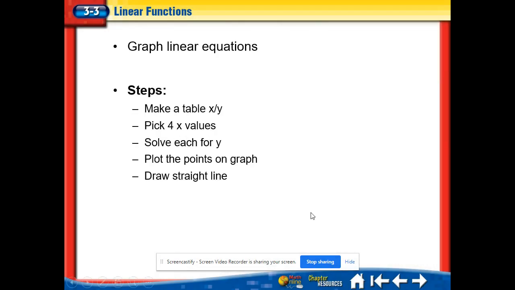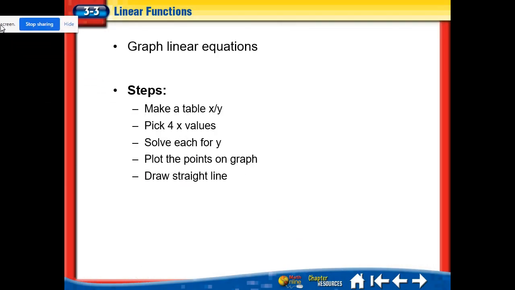All right, today we're going to be talking about how to graph linear equations by using a table. So our steps are, first we're going to make a table, an XY table. Then we're going to pick 4 points for X's. Then we're going to solve each for Y. Then we will plot the points on a graph and then draw a straight line. Those are the different steps that we're going to go ahead and use.